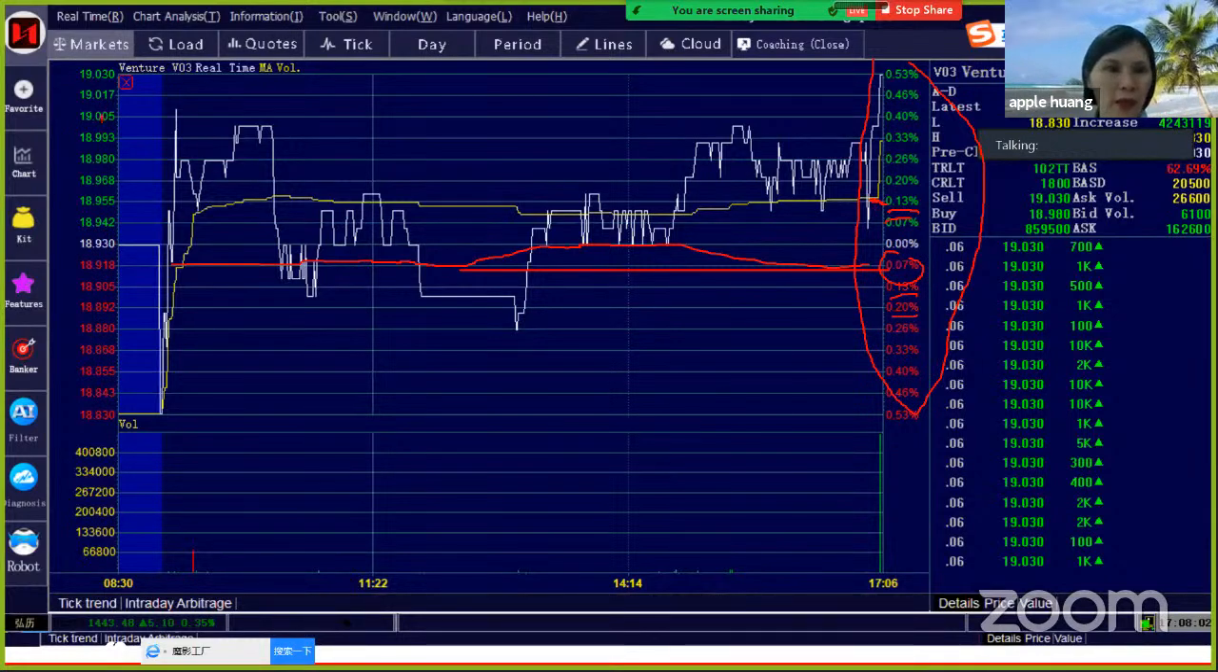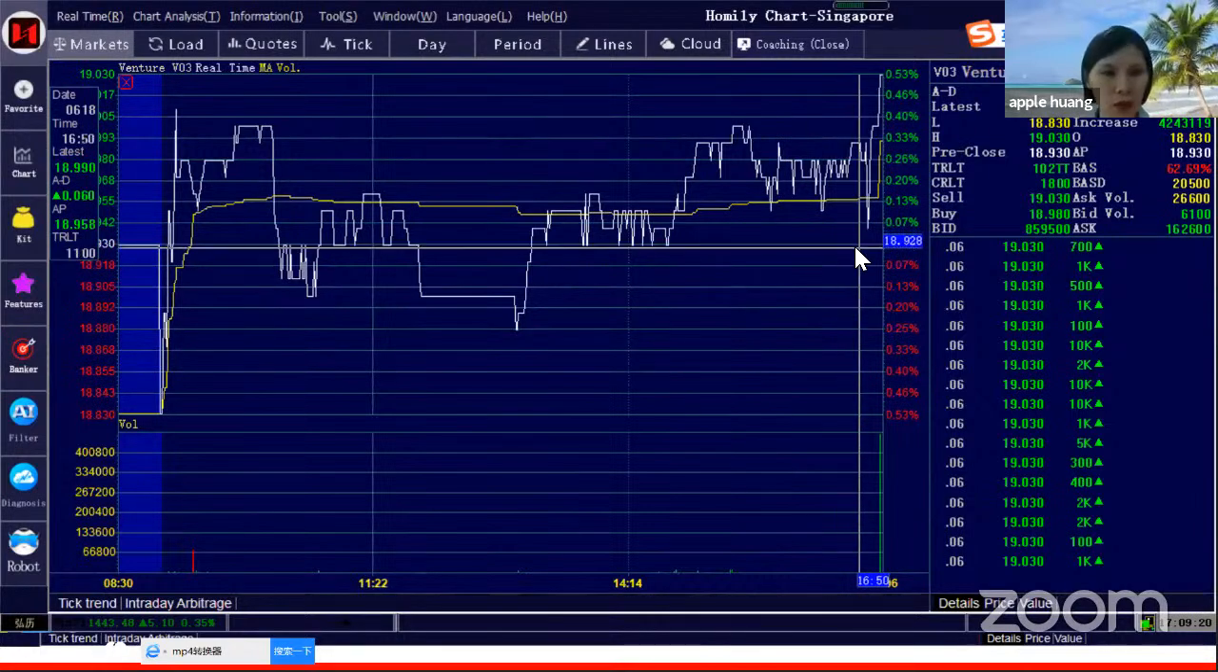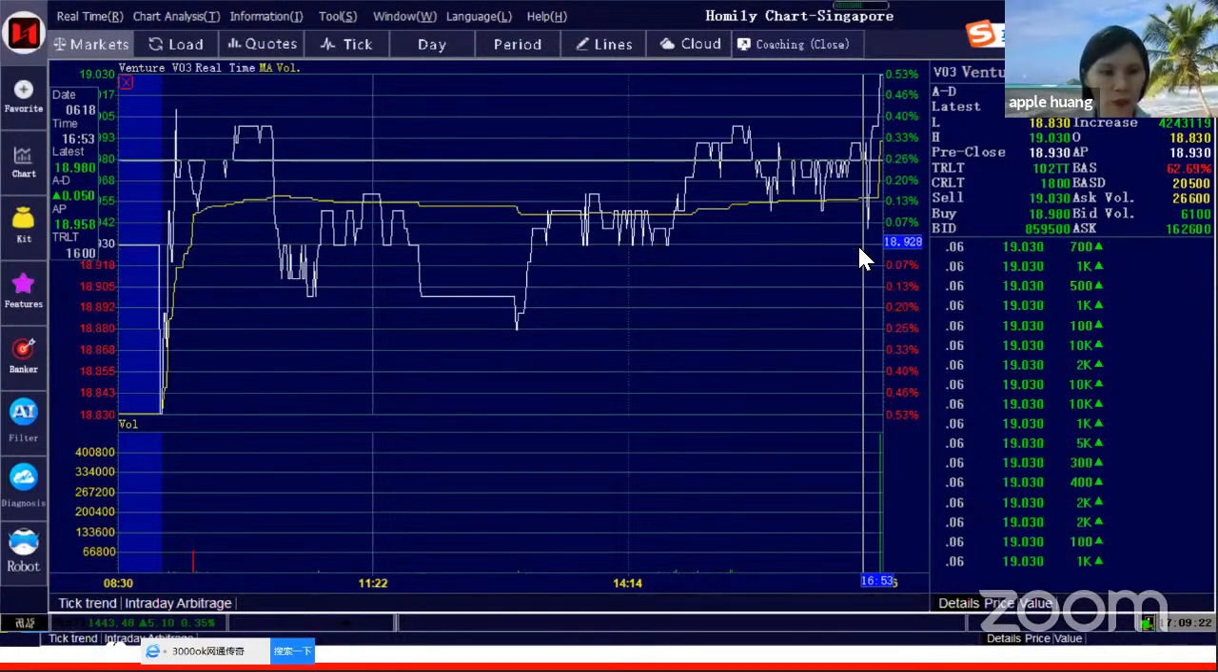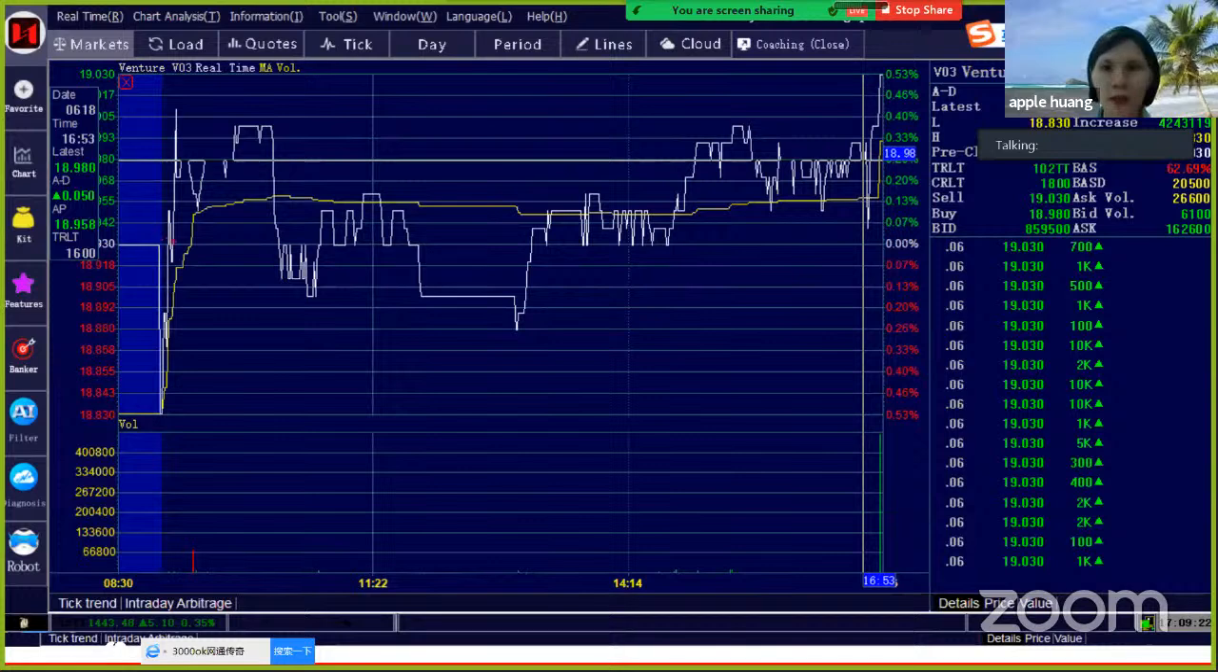And then the left side here is the net value change. This one, the 0%, this level you should pay attention to. This is the benchmark compared to yesterday.